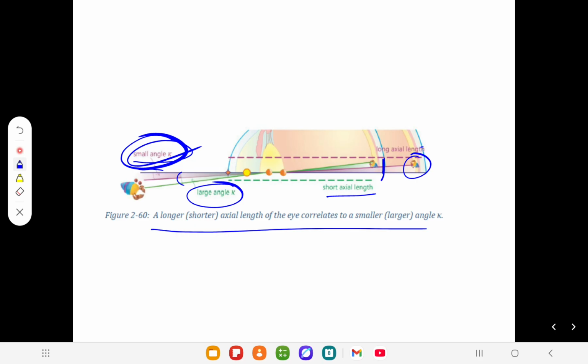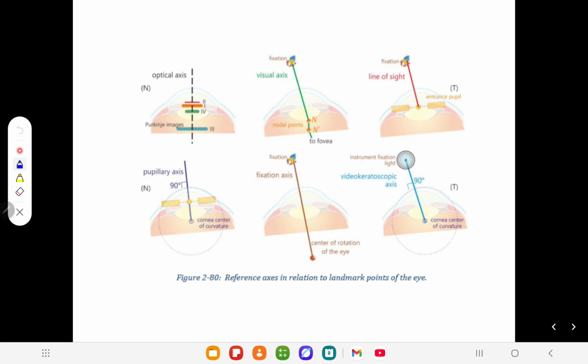That's why there may be a problem in refractive surgery without calculating angle kappa: there is a chance of decentering the optical zone, the ablation zone. So it's centrally important. In recap, the optical axis requires all four Purkinje images to align. It is not practically possible; there is no true optical axis in our eyes.